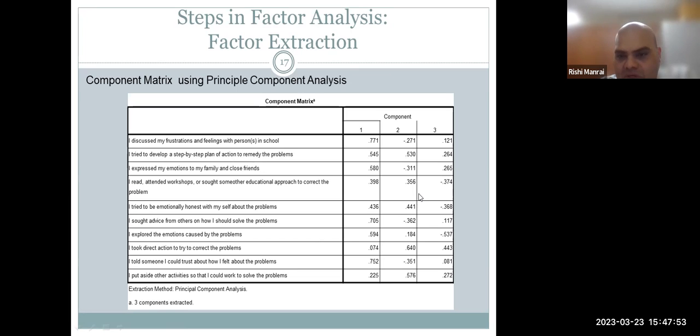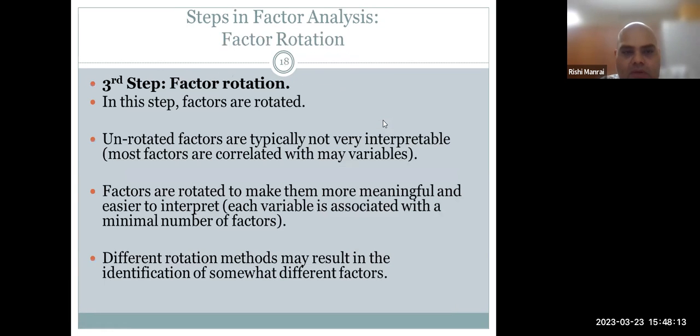So ideally, what should happen? One item should be loaded on only one factor. In case it is loading on 2 factors, then we have to consider it that way. But we should prefer, or we should try, that one item should be high on one factor loading only. Is it clear, everybody? This is a very important concept.